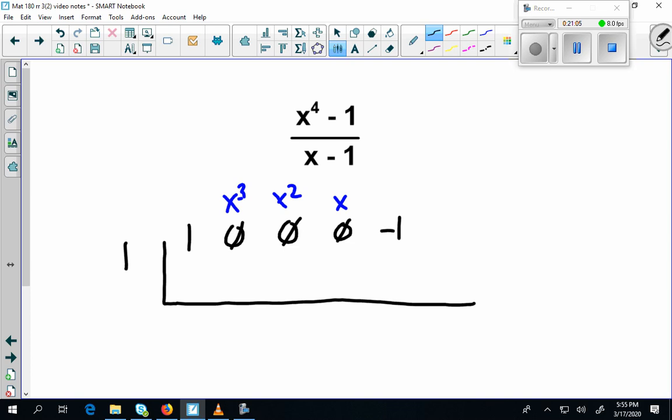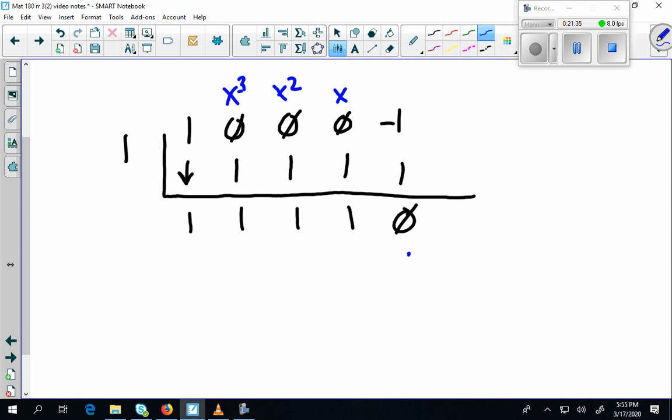All right, so now everything is just like we've been doing. That 1 comes straight down. My next step is multiply. 1 times 1 is 1. My next step is to add. 0 plus 1 is 1. 1 times 1 again is 1. Add, you get 1. 1 times 1 is 1. Add, you get 1. 1 times 1 is 1. And look what happens here. 0. Huh. All right. So remainder, constant, x squared, x to the third.